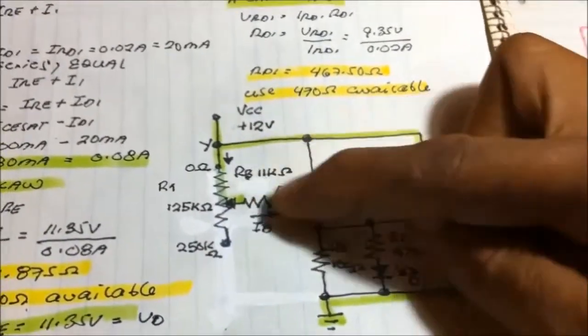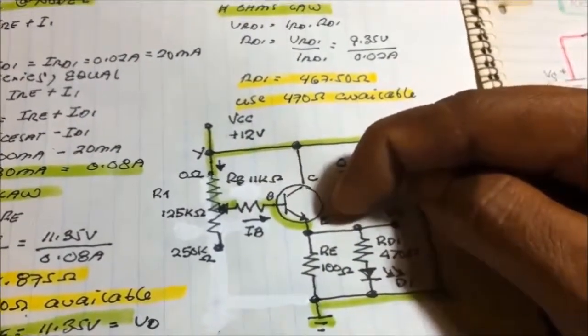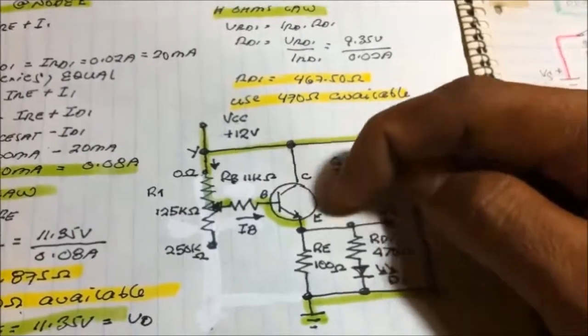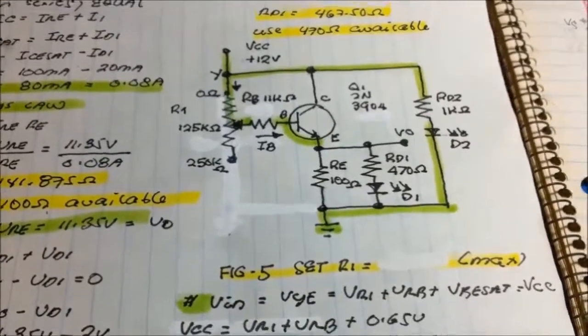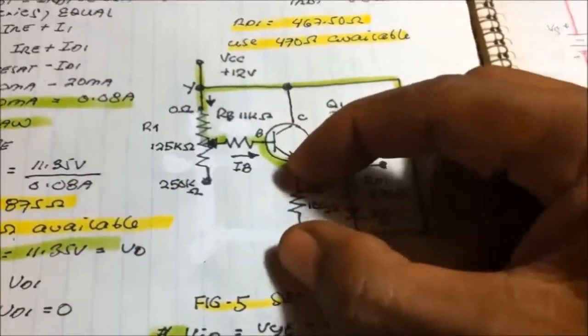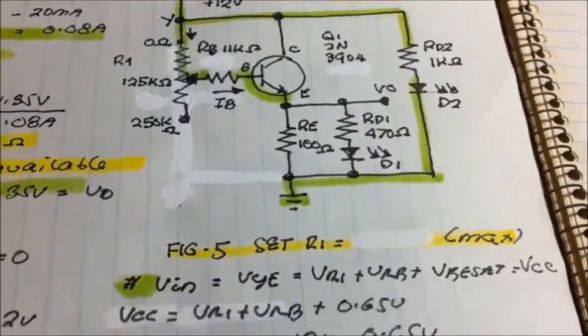When there's no current flow into the base, there is no collector current flow on the output side. There is no supply current to the load, so there is no light from the LED.